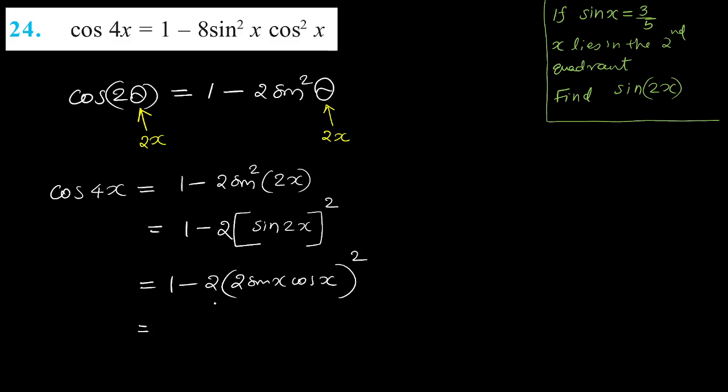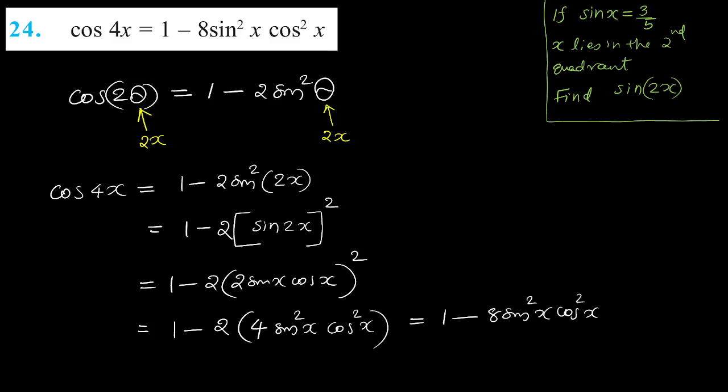So all of you clear? Devasri, Rakshana, everyone is okay? Till this step, Aryan, clear? So 1 minus 2 into squaring this. 2 square will be 4, sine square x, cos square x. You will get 1 minus 2 into 4, which is 8. So 1 minus 8 sine square x cos square x. This is what I want to prove. I got the RHS.